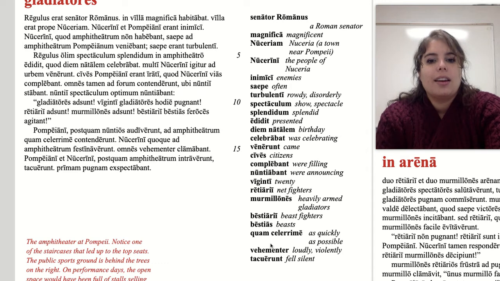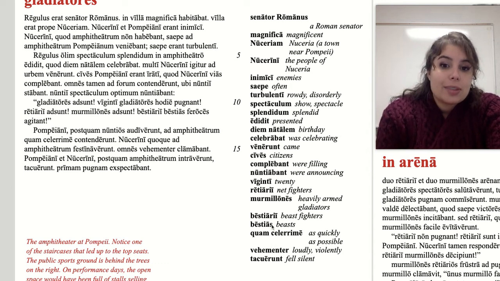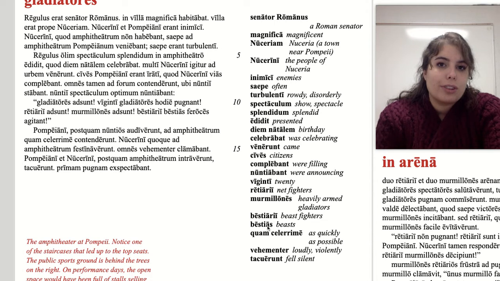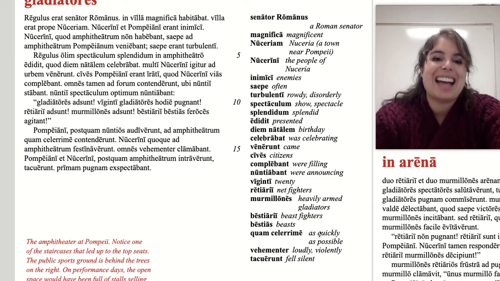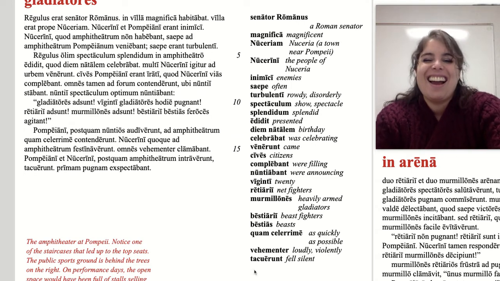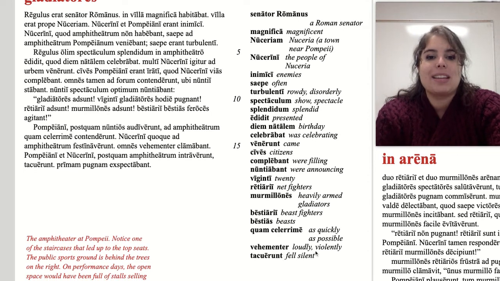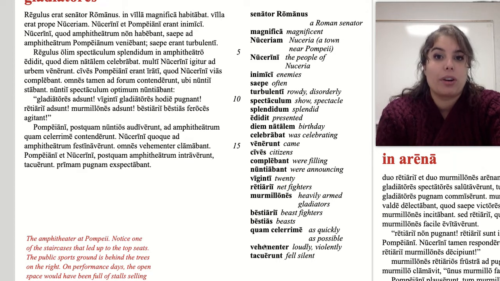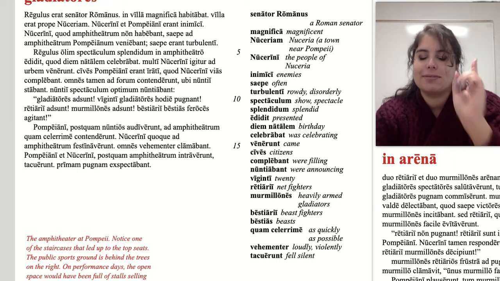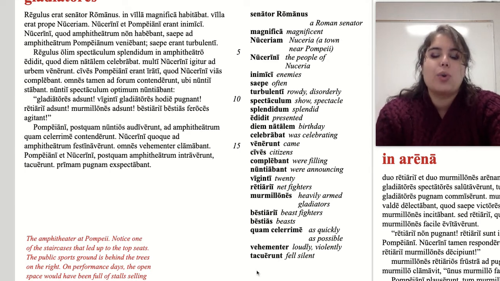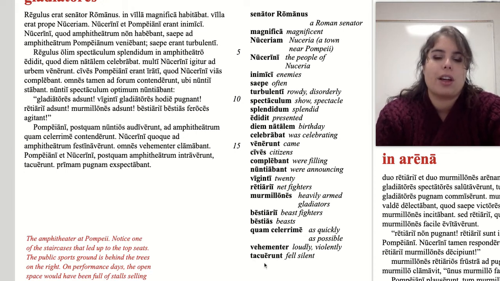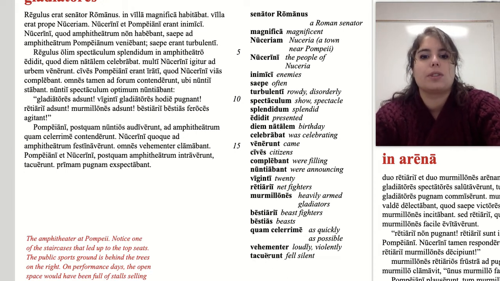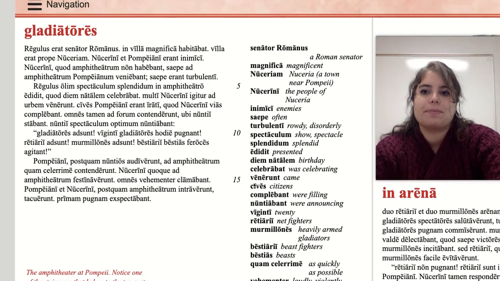Bestias is beasts. This bestias there, that's one of our accusative plural endings. This is for a first declension noun. Bestias, beasts. So it's going to be a direct object. Quam celerime, this means as quickly as possible. And then vehementer means loudly or violently. This is related to our word vehemently, not a word you use very often, but it's an awesome word. And then tacuerunt means fell silent. So this is a perfect tense of our verb. I think we saw the present tense in the previous chapter. So tacuerunt is fell silent.